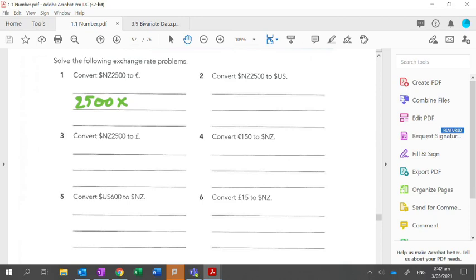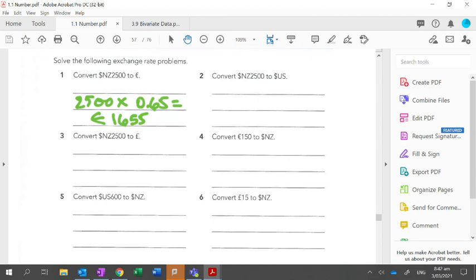And somebody want to read me the conversion factor from your book for the euros? 1 New Zealand dollar is 0.65 euros. Okay, so 0.65 is my conversion factor. Multiply that out for me and give me that value with units, please. 1,625 euros. Everyone agree? How easy is your life right now? Okay. All right.